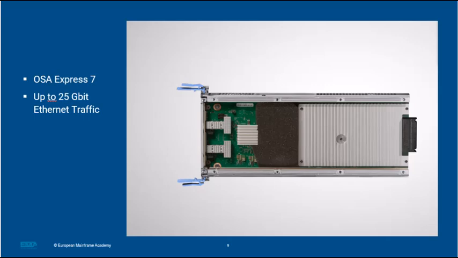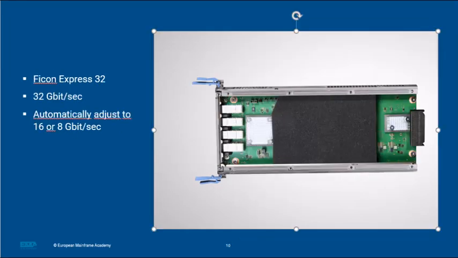Let's now take a look at connectivity to storage subsystems, of course also important in an enterprise environment with huge I/O traffic. The Z17 features FICON Express 32, which means 32 gigabits per second is supported, but the adapter can automatically adjust down to 16 or 8 gigabits per second to work with a wide range of storage systems.